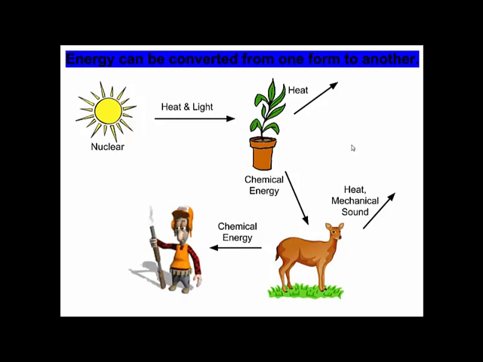Now we have our hunter, right, who goes out hunting, he kills our deer. He now turns that energy again into heat, sound, and mechanical energy, right? He has body heat. He makes a sound, right? He talks, he walks, he makes sounds. He moves around, that's mechanical energy. So as you can see, what started out here as nuclear energy turned into several different types of energy. So it's not created or destroyed, it's just converted from one form to another.